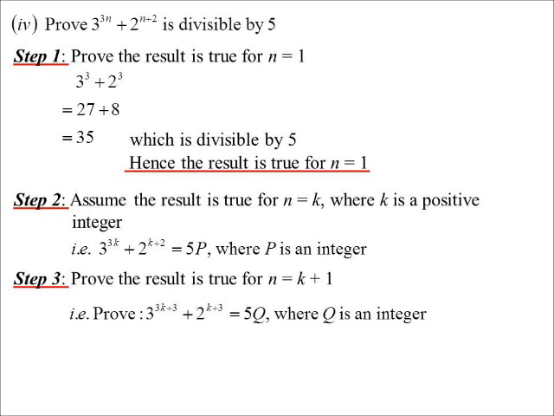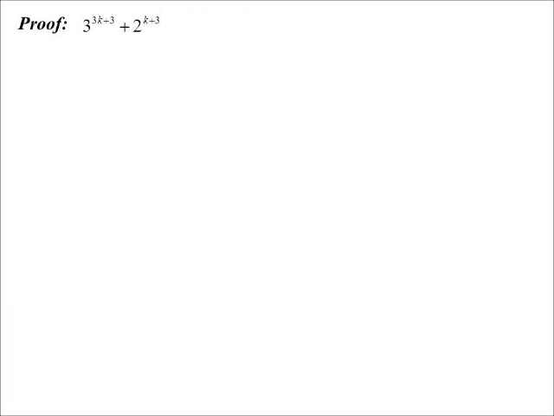We want to prove for the next case, so it's going to be 3 to the power of 3 lots of k plus 1, which is 3k plus 3, plus 2 to the power of k plus 1 plus 2, which is k plus 3. We want to prove that's 5 times something. 3 to the power of 3k plus 3 plus 2 to the power of k plus 3. My assumption, 3 to the power of 3k plus 2 to the power of k plus 2, is equal to 5p, not 3p. How do I get that in there?